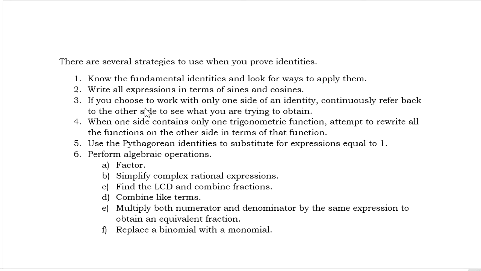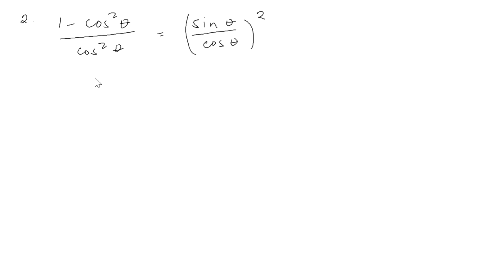And number 3, if you choose to work with only one side of an identity, continuously refer back to the other side to see what you are trying to obtain. Like for example, in this kind of identity, we have the left hand of the equation and we have the right hand of the equation. If you decide to choose the left hand of the equation na i-modify mo, ibig sabihin ng number 3, kapag sinolve mo o minodify mo yung left hand side of the equation, dapat ang progress ng solution mo is papunta the same dapat sa ating right hand of the equation. Kailangan magiging kamukha nito. So, yun ang tatandaan.